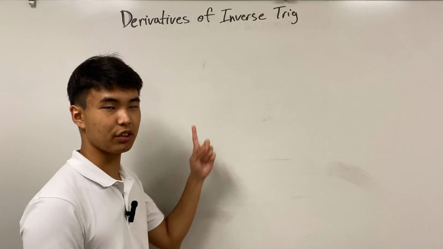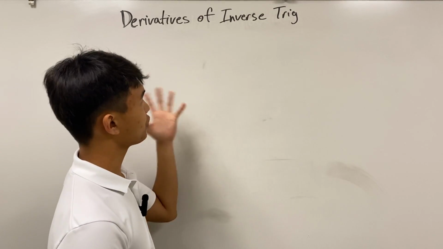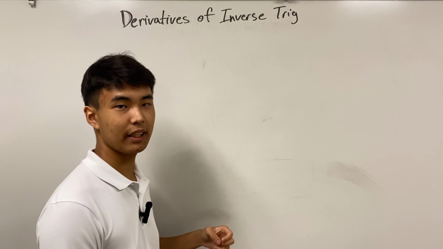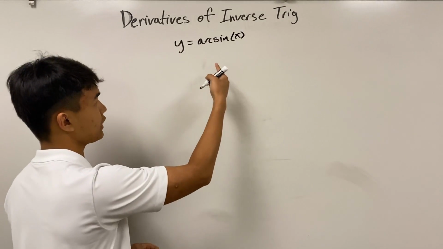Here we're briefly going to go over the derivatives of inverse trig functions. So I'm going to show you the proof for the arcsine derivative, which I think is pretty cool, and then I'll just tell you the rest. Here we have y equals the arcsine of x.